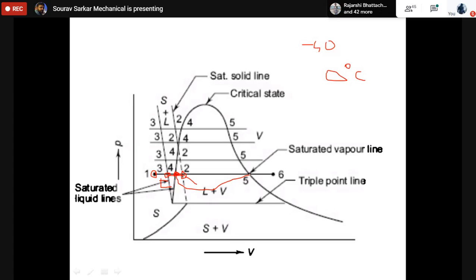Any doubt up to this much? Is it clear now?